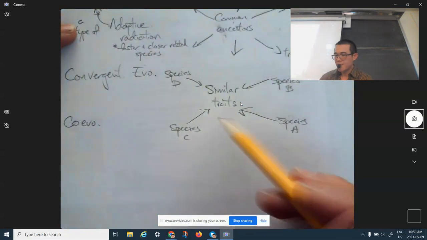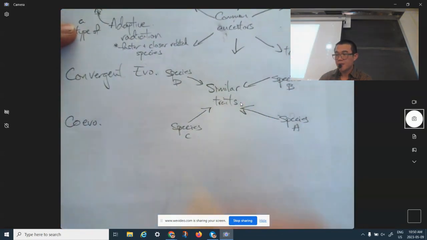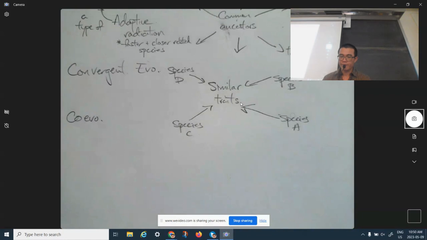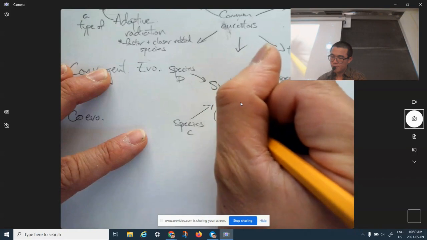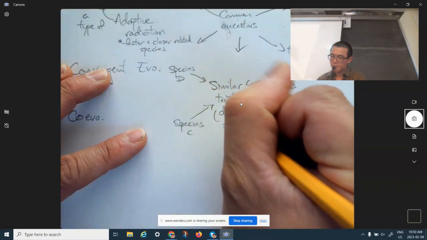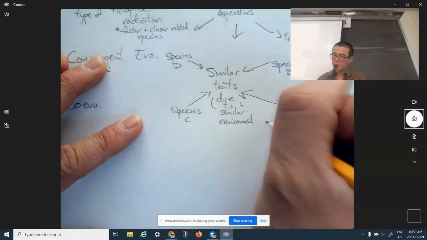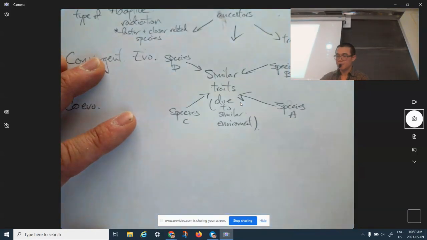So you have different species because they face similar pressure or environment. They develop similar traits. Okay. Due to similar environment. Okay, due to similar environments.